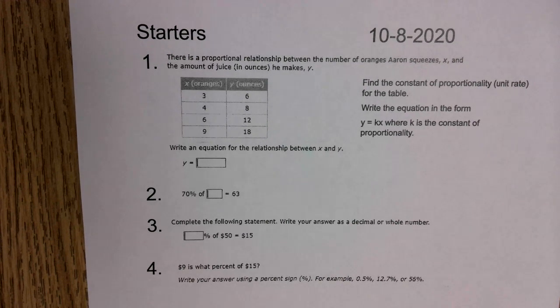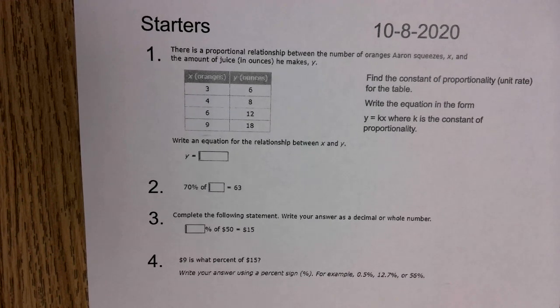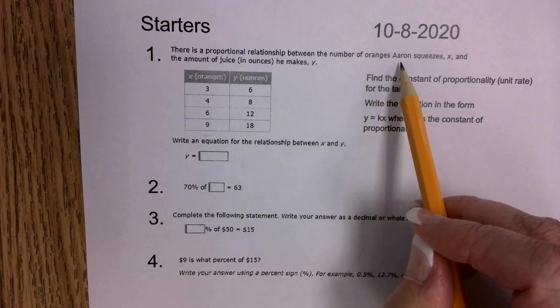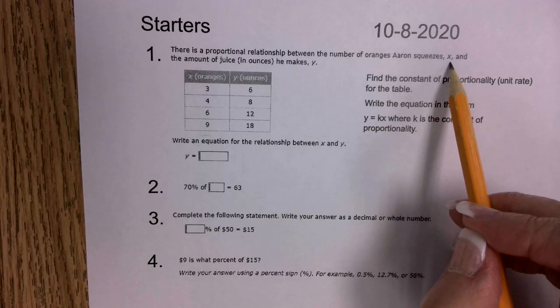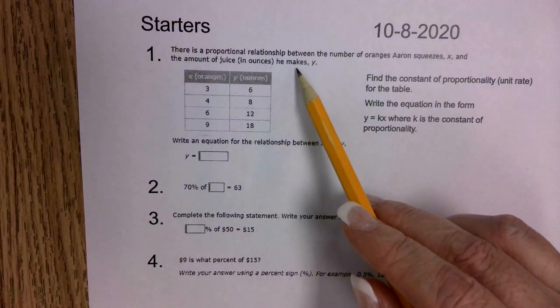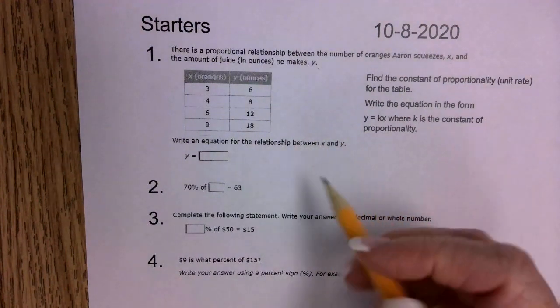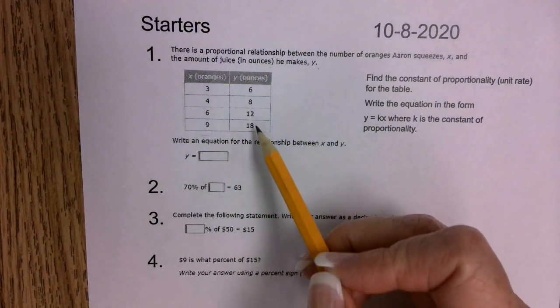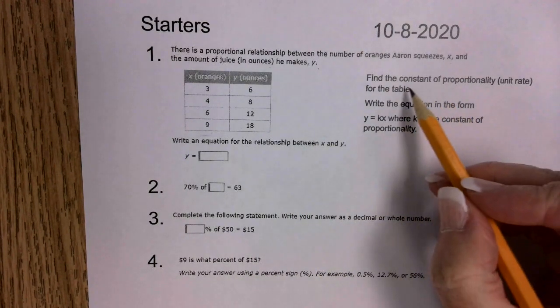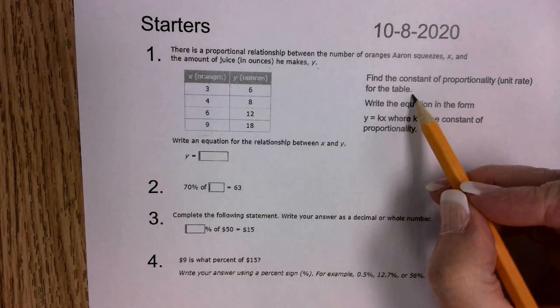All right, here are the answers for Thursday starters. So there is a proportional relationship between the number of oranges that Aaron squeezes, x, and the amount of juice in ounces that he makes, y. So we've got our x column here and our y column here. So we're looking for the constant of proportionality for the table.